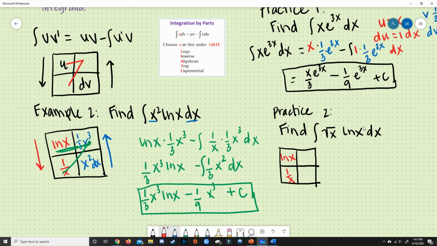My remainder, the square root of x dx, ends up being this. And then when I integrate the square root of x, I'll make a little side note right here. Square root of x is x to the 1/2. So I'm going to bump that up and divide. So when I bump that up, that becomes x to the 3/2. And when I divide by 3/2, this becomes 2 over 3.